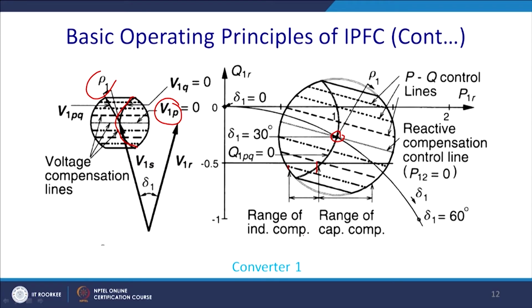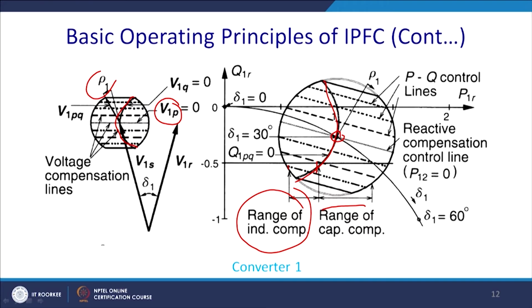This much is the inductive region of compensation, and this huge area is the capacitive region of compensation. So, this is the drawn line. Here this line actually does not compensate, this is the operation at unity power factor. You take this operating point, let us assume that you are operating here, and you can see how it will be changing.